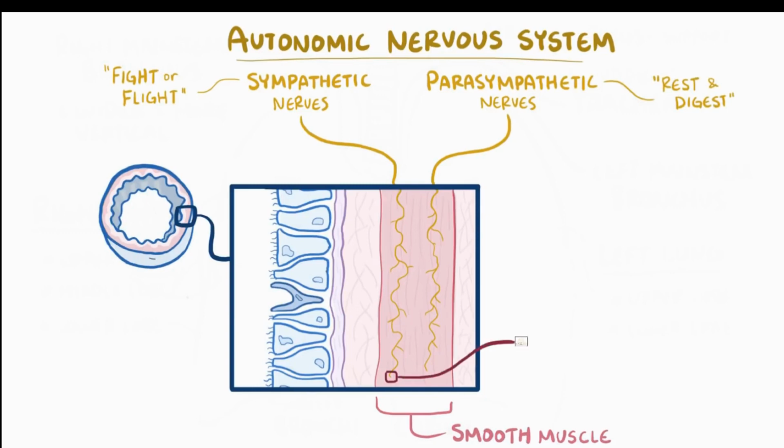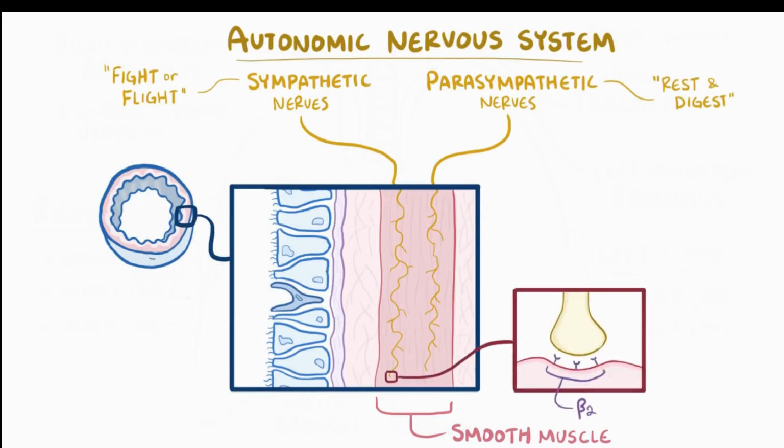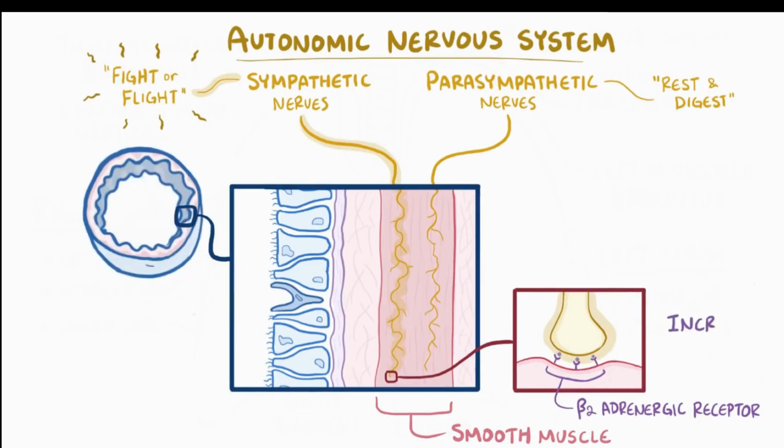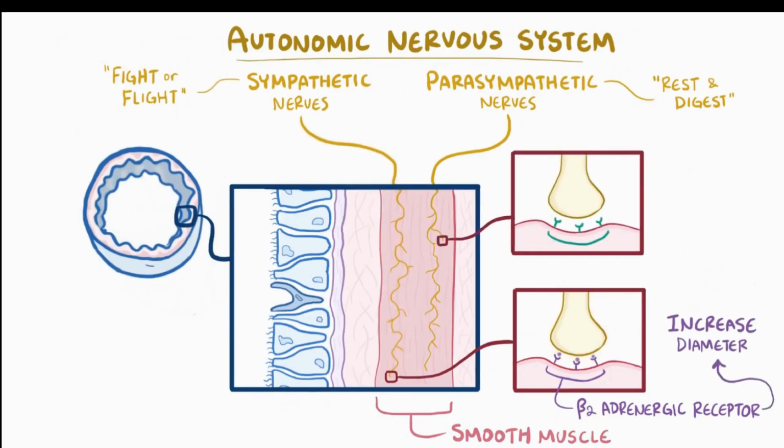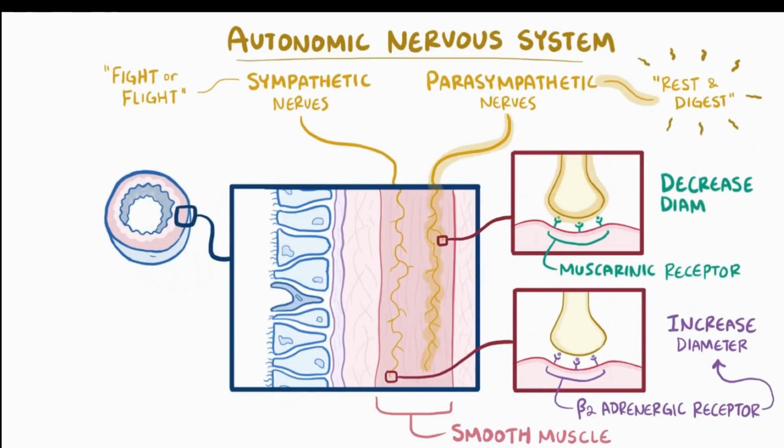Smooth muscle along the trachea and the first few branches of bronchi have beta-2 adrenergic receptors. Going back to that turkey, when you're running, the sympathetic nerves stimulate those beta-2 adrenergic receptors, and this increases the diameter of the airways, allowing more air to get in. But those same airways also have muscarinic receptors, which can get stimulated by parasympathetic nerves, causing a decrease in the diameter of the airways.